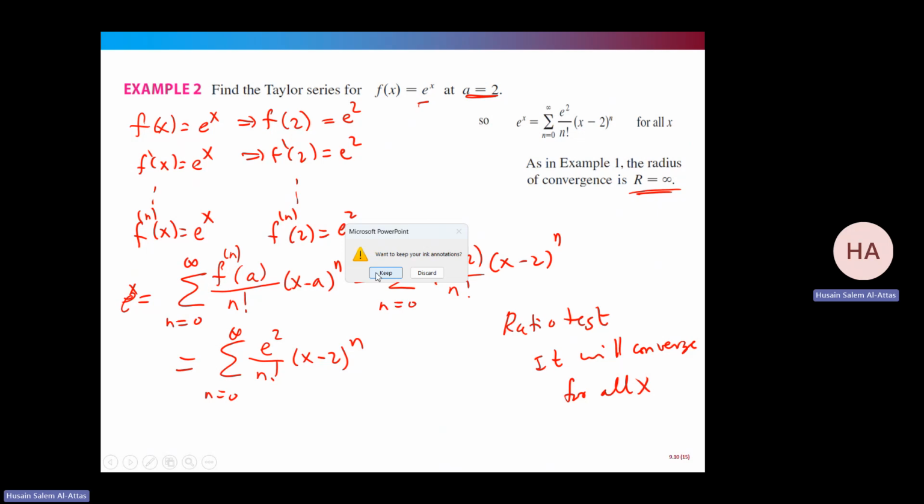This is mainly what we have in these two sections. Now we'll do more examples and we'll talk more about the Taylor and Maclaurin series.